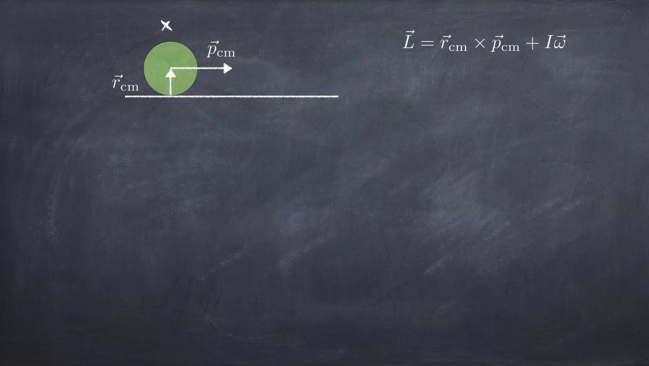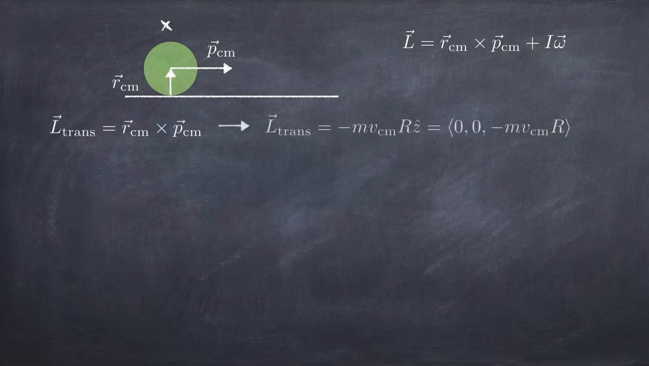First of all, let's calculate the translational angular momentum. It's the distance between the origin and the center of mass, r, crossed into the momentum of the center of mass. So that's going to be m times the velocity of the center of mass, which is the momentum, and the distance is r, and the cross product is going to point into the page. So it's going to have a negative z component.